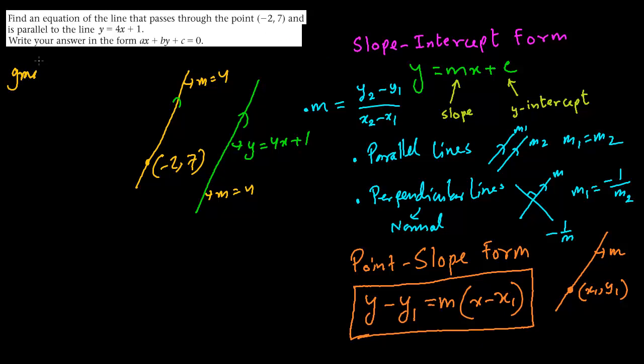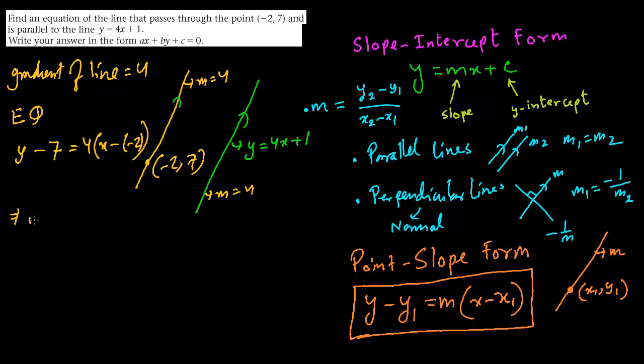So first of all, we can write gradient of line is 4. Then the equation of the line is going to be y minus y1, which is 7, equals m, which is 4, times x minus x1, x minus minus 2. So this would be y minus 7 equals 4x. Now minus minus is plus, so 4 twos are 8. Here we can say the equation is done. We can write y equals 4x plus 15.